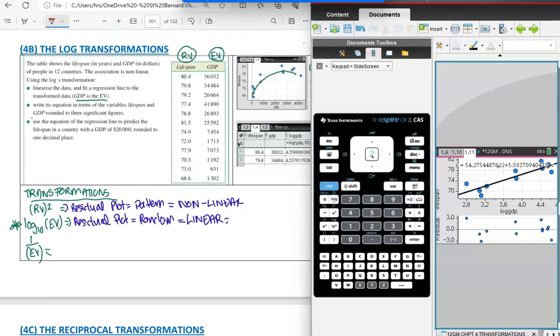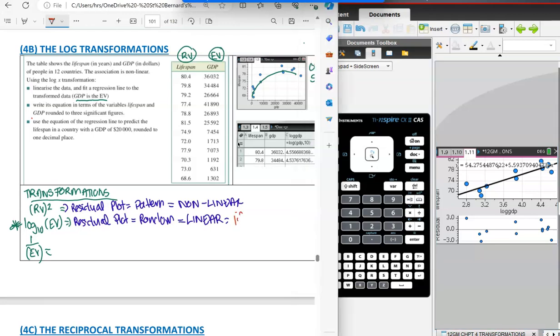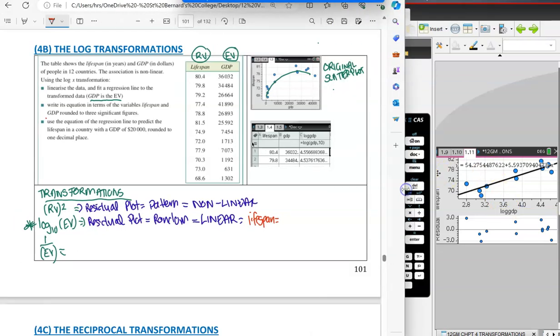So remember, you haven't changed the lifespan, so you write lifespan equals, and so I'm just going to write, so the A value 54.3 plus 59.59 times log 10 GDP. Okay, just remember that's a new equation now, and you're logging the GDP values. Okay, and there you go.